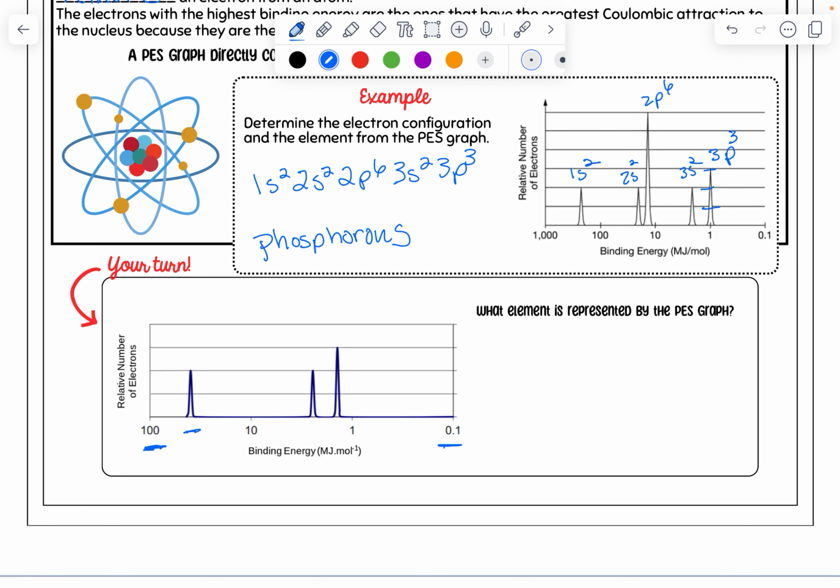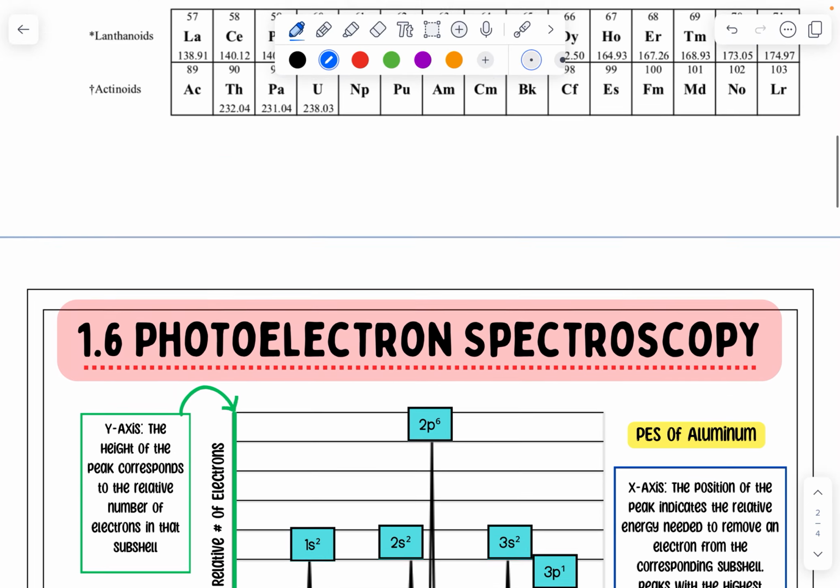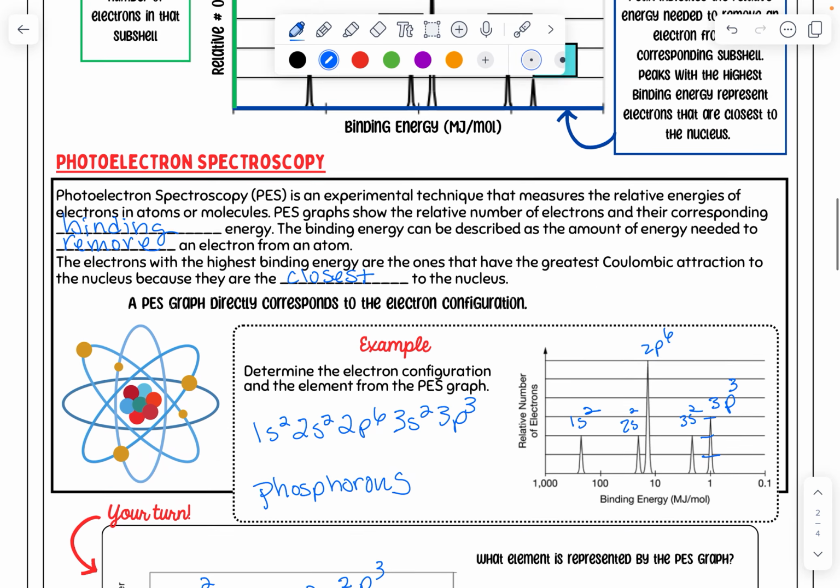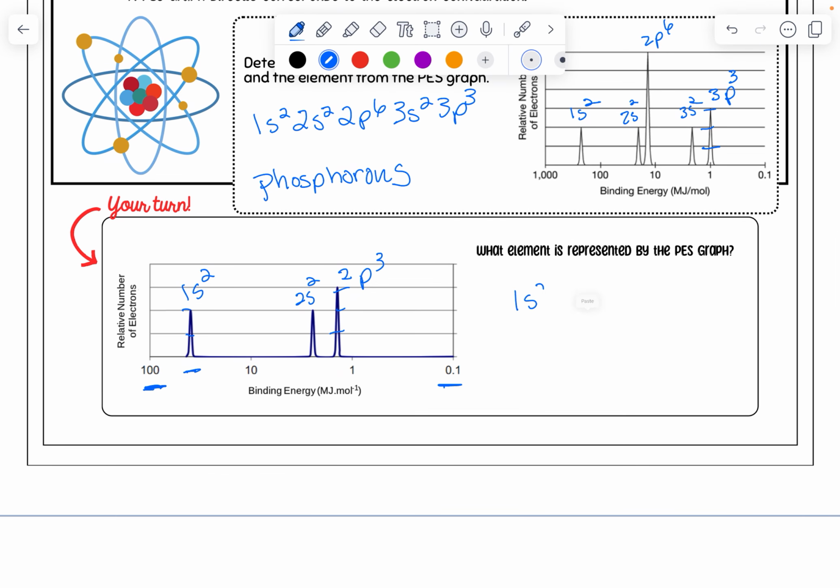So this is the higher side, so we're going to start with 1s here. So it's 1s2, and again, each line represents one electron. Again, that's not always the case. It could change. So this must be 2s2, and this must be 2p3, because it goes up 1, 2, 3. So if I want to find 2p3, I go up to my p block, which is here, and I go over 3 spots, and I have nitrogen. So 1s2, 2s2, 2p3, and this is nitrogen.